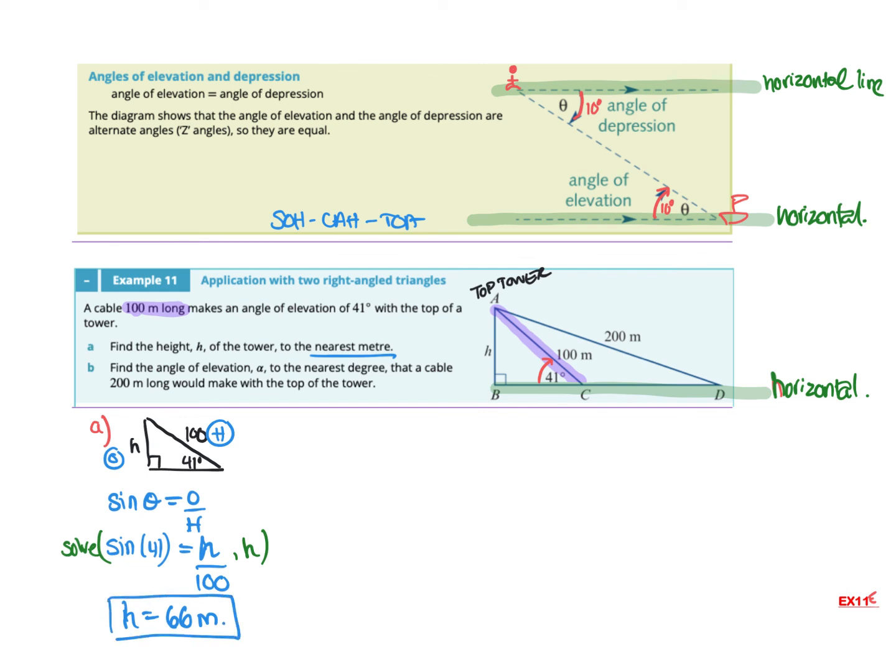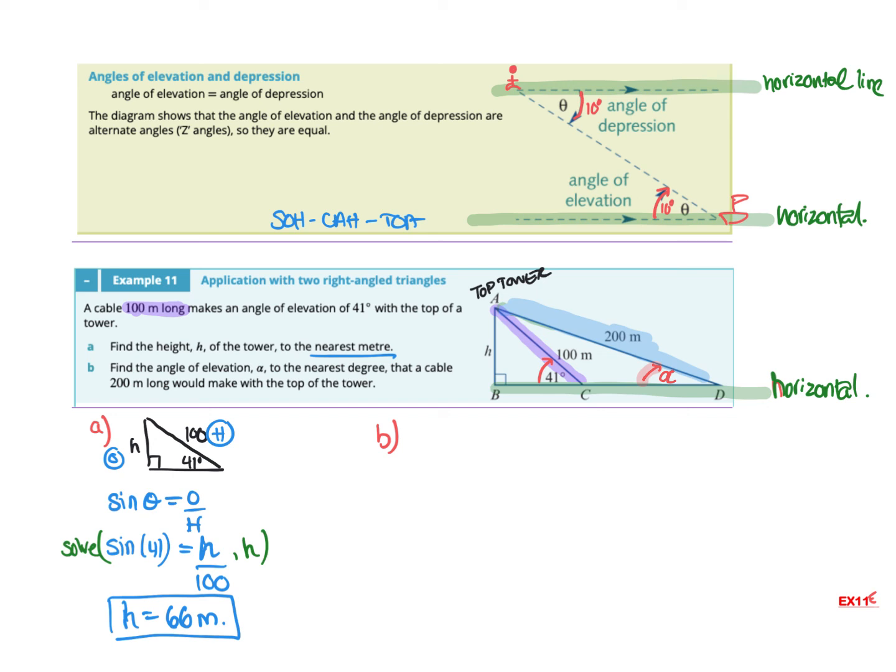Okay, now question B. Find the angle of elevation, and they want you to call it alpha, to the nearest degree that a cable 200 meters long will make. So I'll highlight that. They've got this 200 meter cable, and they want to know what this angle of elevation is. And they're asking you to call it alpha. So it doesn't matter. Instead of calling it X, they want you to call it alpha.